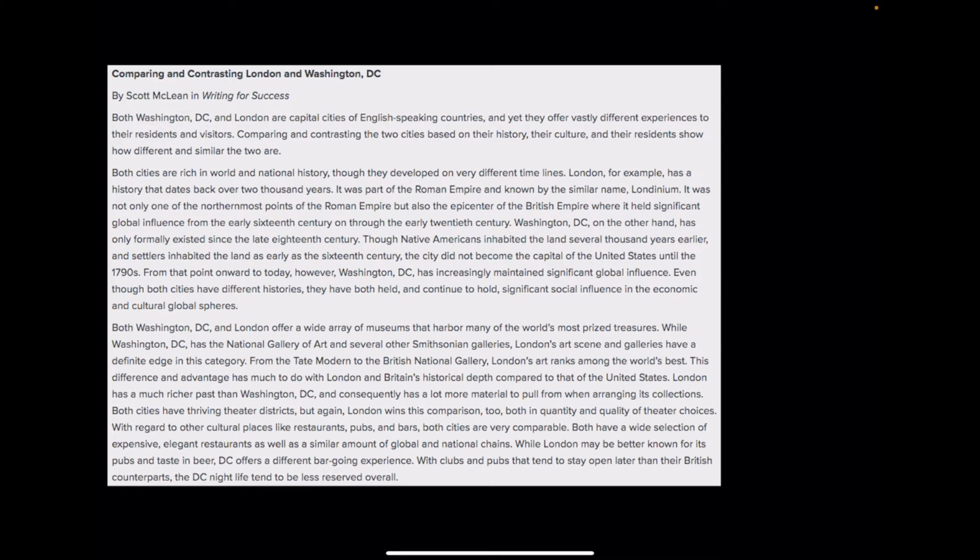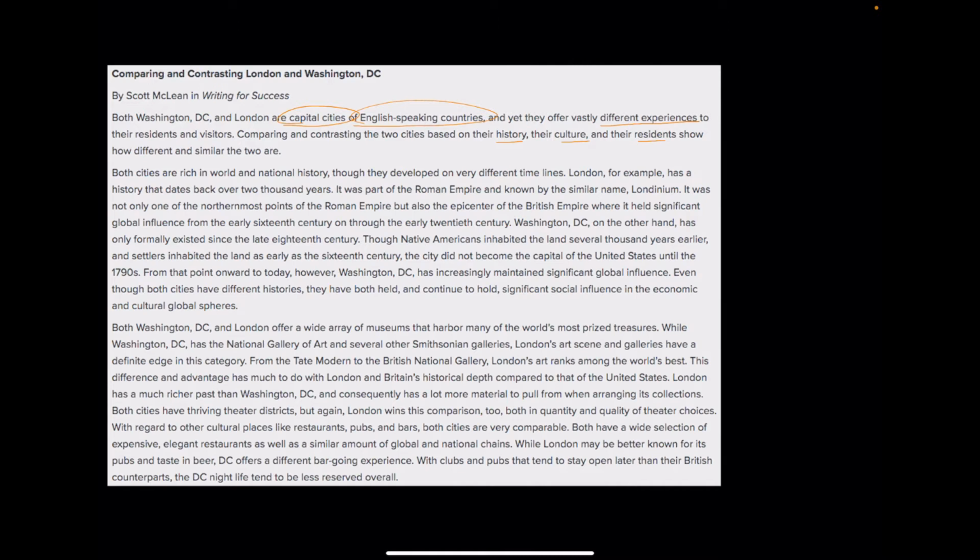Both Washington DC and London are capital cities of English-speaking countries, and yet they offer vastly different experiences to their residents and visitors. Comparing and contrasting the two cities based on their history, their culture, and their residents show how different and similar the two are.